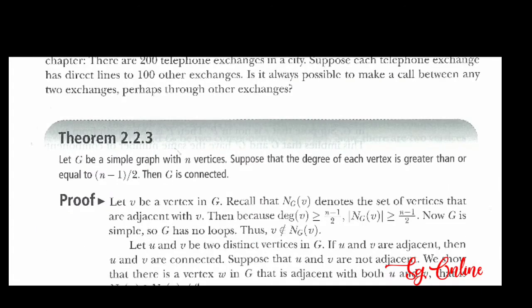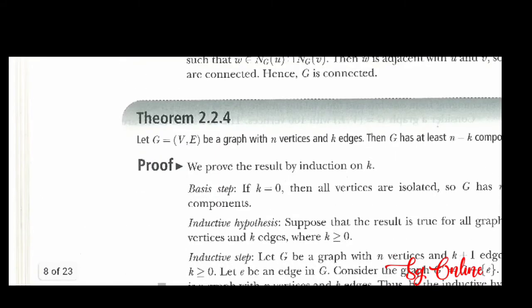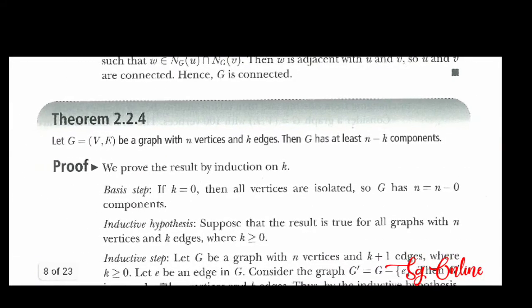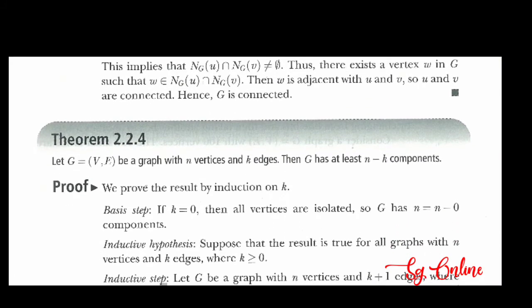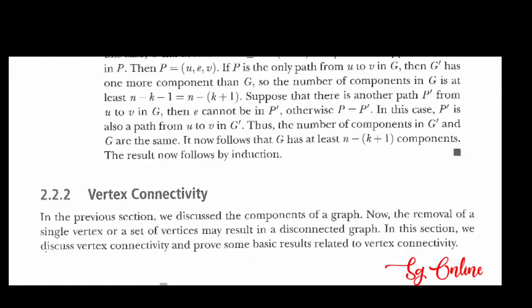Then we improved the result to prove that if there is a simple graph of n vertices and the degree of each vertex is greater than or equal to (n minus 1) by 2, then also the graph is connected. And then we proved this result about the number of vertices, edges and components, that if there are n vertices and k edges, then any graph has at least n minus k components. This was our third result.